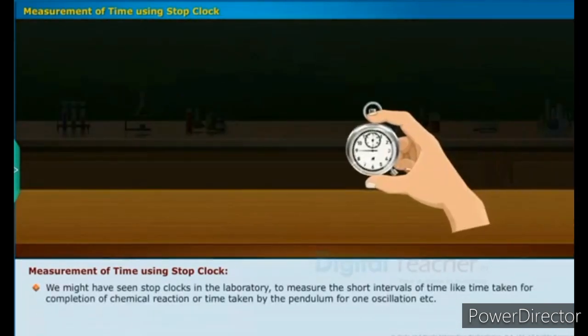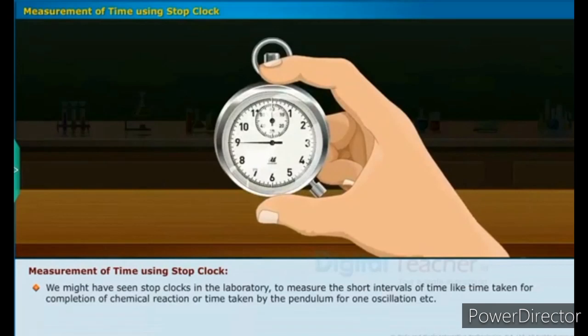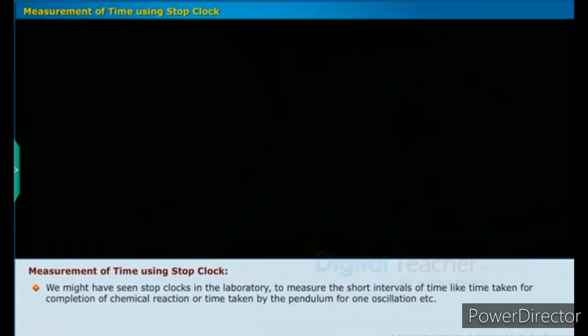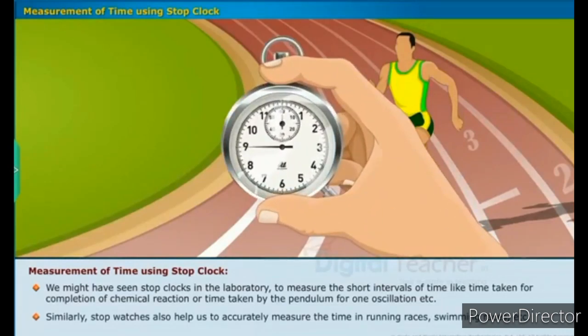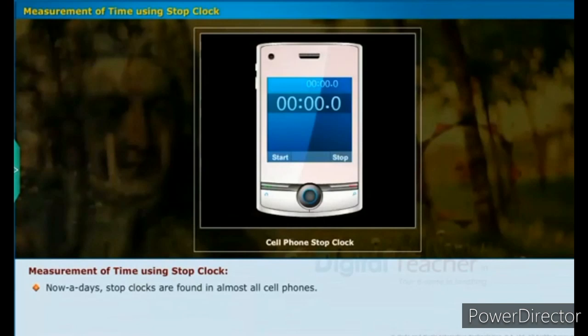We might have seen stop clocks in the laboratory to measure the short intervals of time, like time taken for completion of chemical reaction or time taken by the pendulum for one oscillation, etc. Similarly, stopwatches also help us to accurately measure the time in running races, swimming races, etc. Nowadays, stop clocks are found in almost all cell phones.